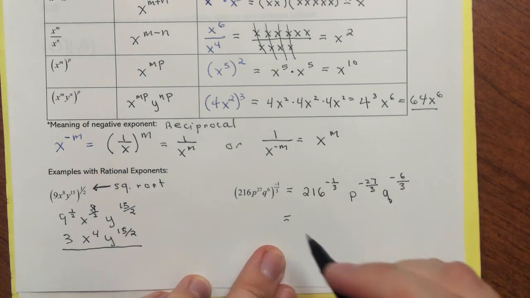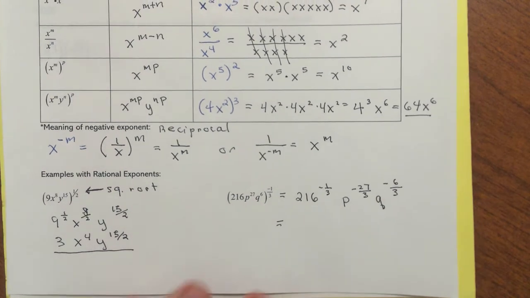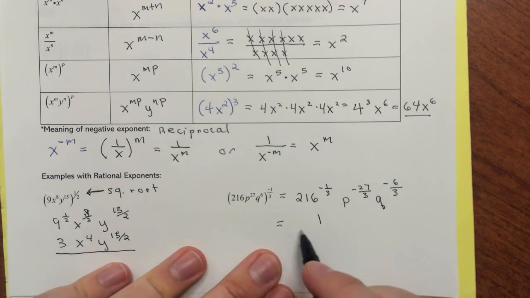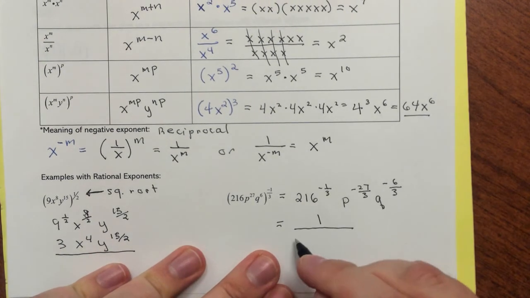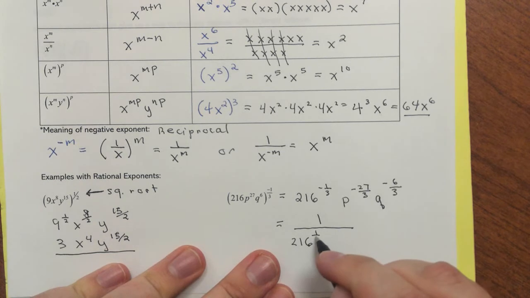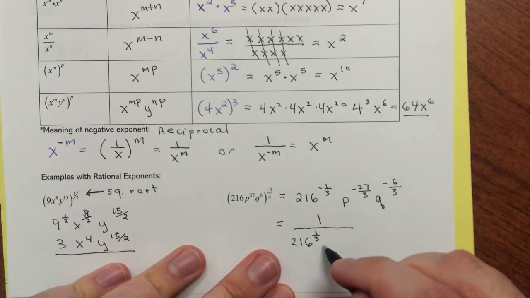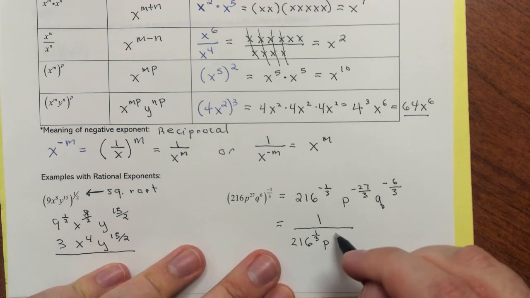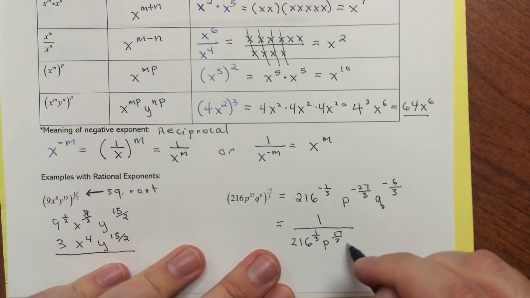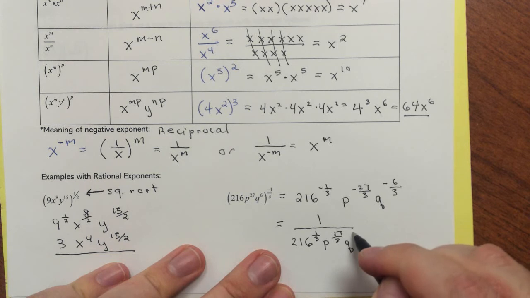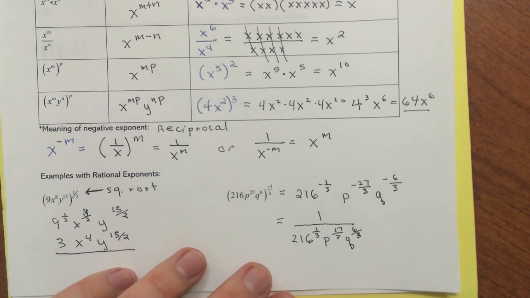So if I do this, what do I get? Well, first off, those are all negative, which means I need to move them all down. I move them, and as I move them, I change the sign of my exponent. And then I want to look to simplify this as much as I possibly can.